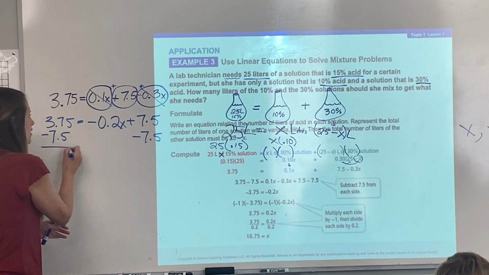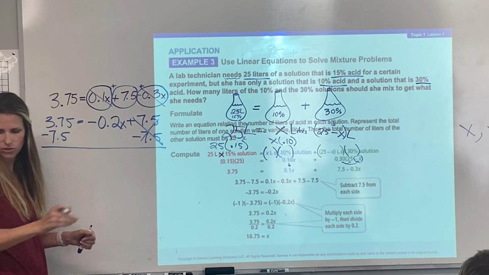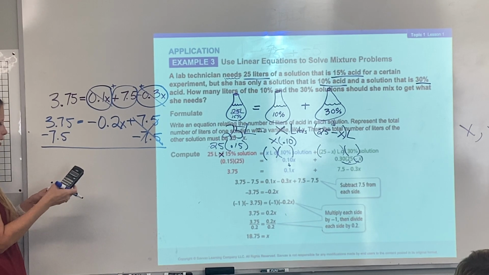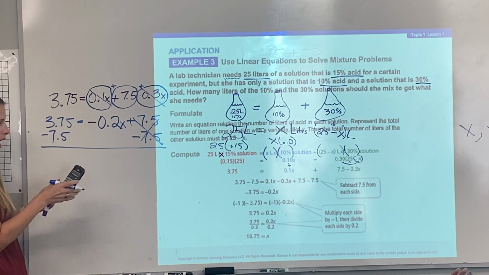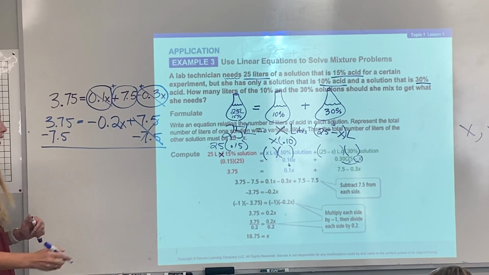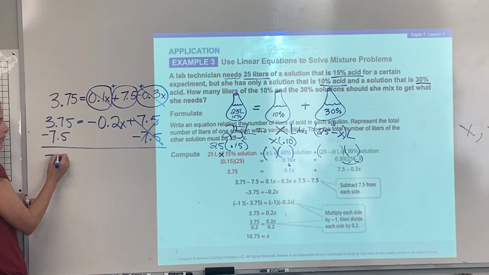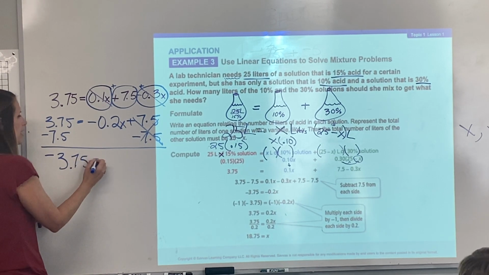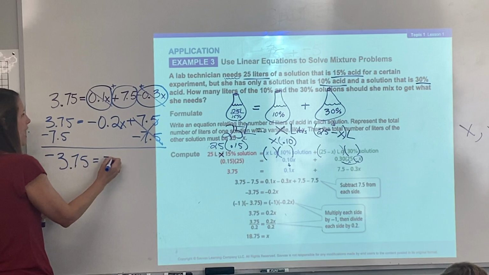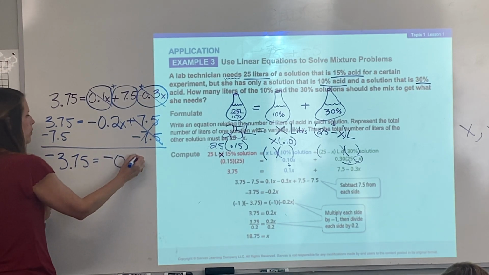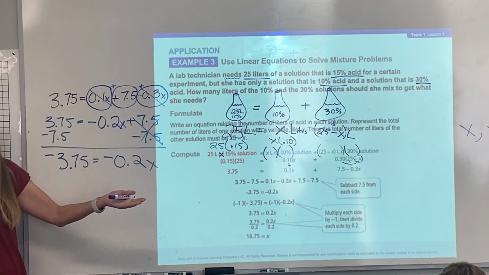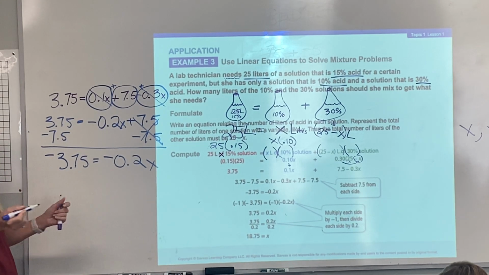And guys, cancel, and then use your calculator again. It's so easy, right? We just do 3.75 minus 7.5. Oh no, it's a negative number. That's okay. Yes, go. Negative 3.75 equals negative 0.2x. Last step. Division. Division is correct.